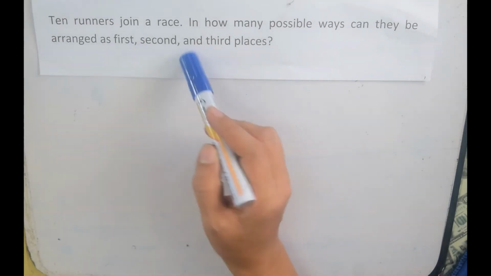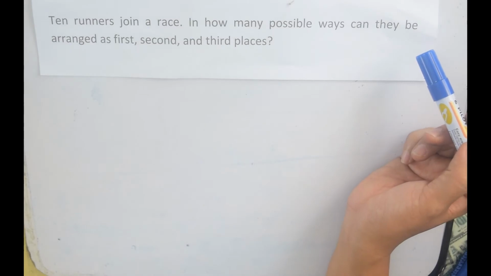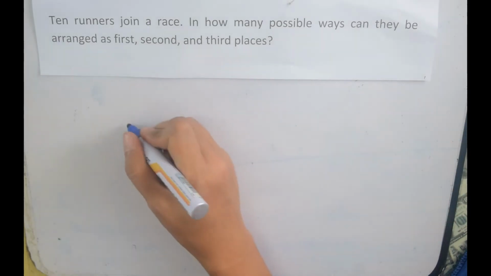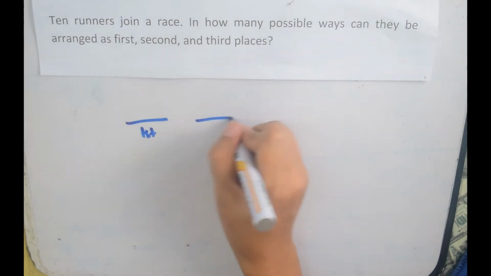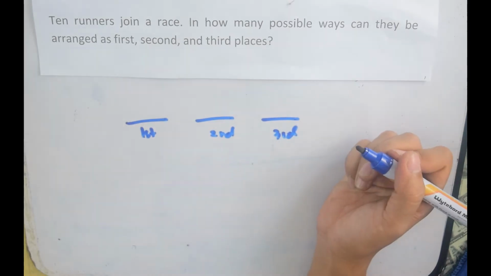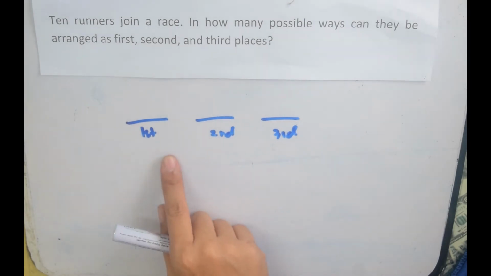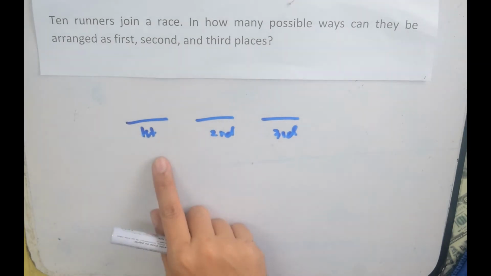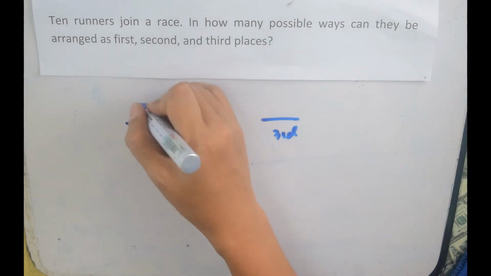Let's go back to this example. 10 runners join a race, and how many possible ways can they be arranged as first, second, and third places? So we have here first place, second place, and third place. In first place, since there are 10 runners, there are 10 possible people that could be the first place. So we have here 10.